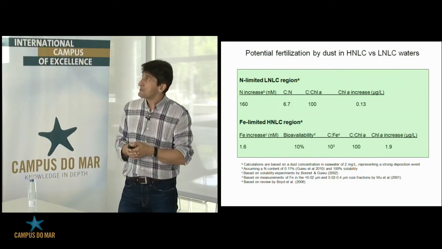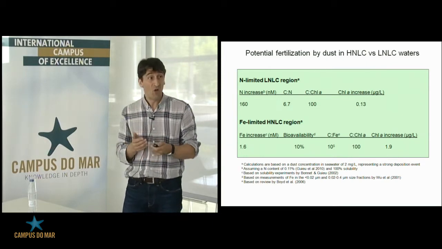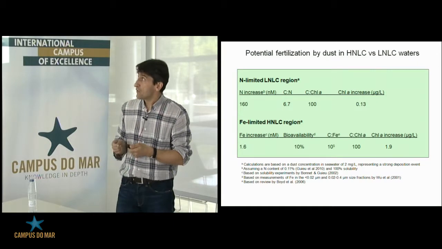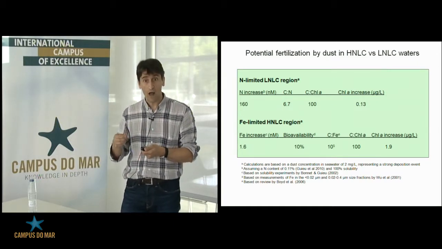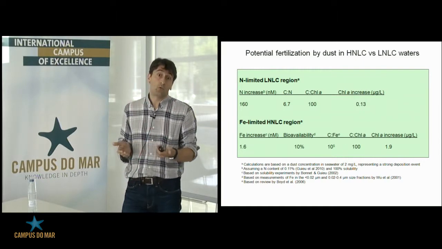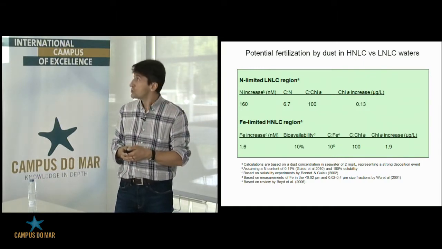Whereas what happens in an HNLC region, if you have an increase of iron of maybe only 2 nanomolar, which is a really small amount, but if you consider the carbon to iron ratio is so high, then that increase of iron of around 2 nanomolar can translate into what we call a bloom, really, because it would be an increase of chlorophyll concentration of around 2 micrograms per liter.